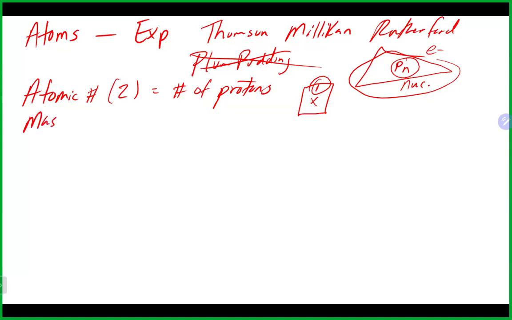Mass number, which is our number of protons plus our number of neutrons. That, again, a reminder, is not found on the periodic table. When you calculate those things like we talked about for protons, electrons, neutrons, they all need to be numbers.